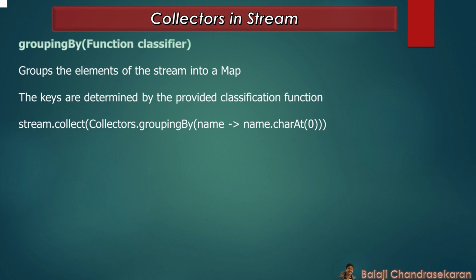In this example, the groupingBy collector is used to group the elements by the first character of each name. The resulting map will contain lists of names grouped by their first characters.